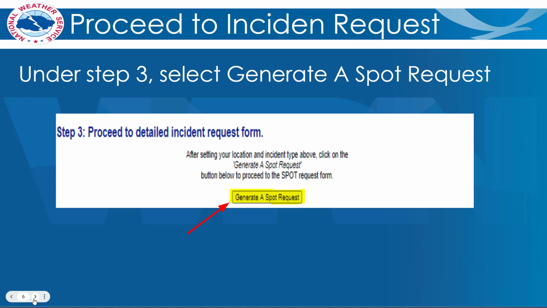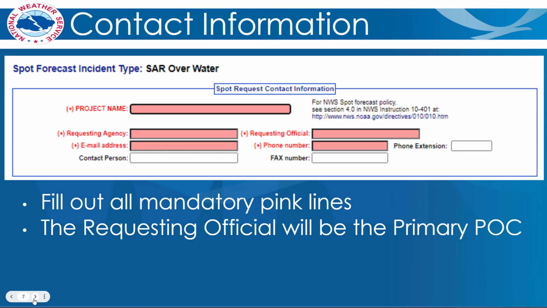For step 3, simply select Generate a Spot Request. This will take you to a new page with contact information at the top. On the new page, enter in your contact information for your mission. The boxes highlighted in pink are mandatory entries. Please enter the requesting official and phone number as the primary point of contact you want the National Weather Service forecaster to contact.